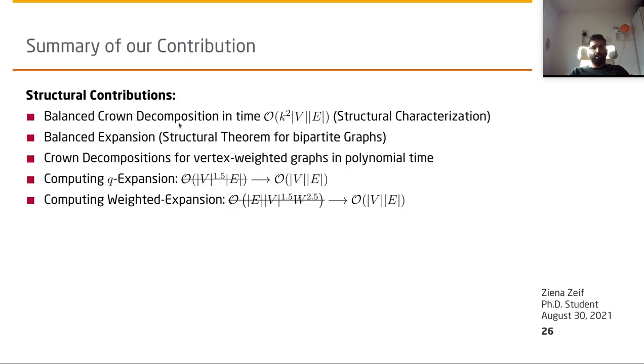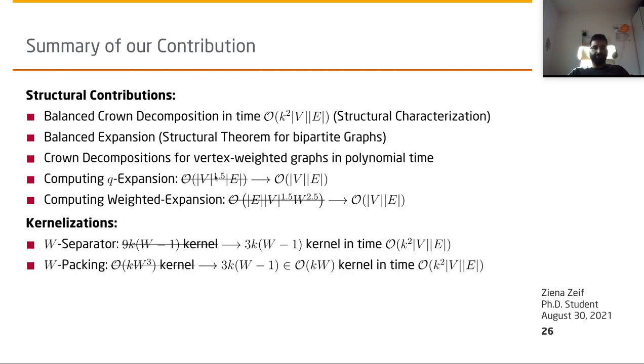Now we summarize all of our results. We give some structural contributions. We provide the balanced crown decomposition, which is a structural characterization for graphs. We provide the balanced expansion, which we didn't see in this talk, but this is a structural characterization for bipartite graphs. We extend crown decompositions also for vertex-weighted graphs in polynomial time, and we improve running times, finding a Q expansion or a weighted expansion.